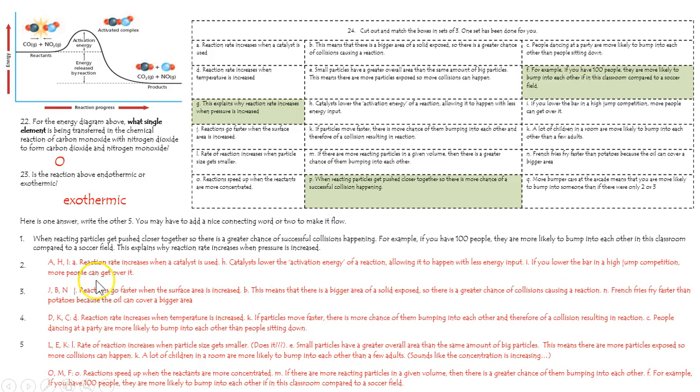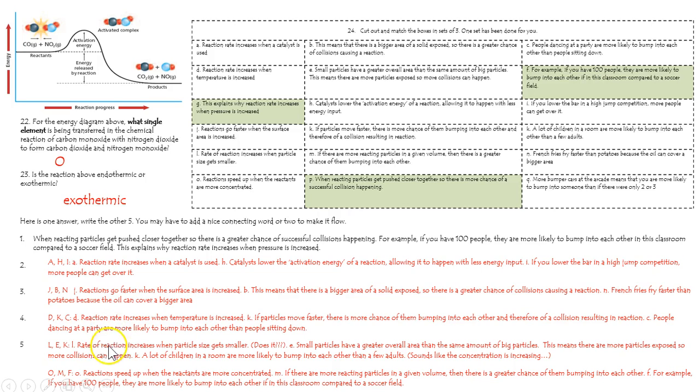The letters that worked out for me, in no particular order: AHI for number 2, JBN for 3, DKC for 4, LEK for 5, and OMF for 6. I'll let you read them on your own so that you can say to yourself that they make sense.